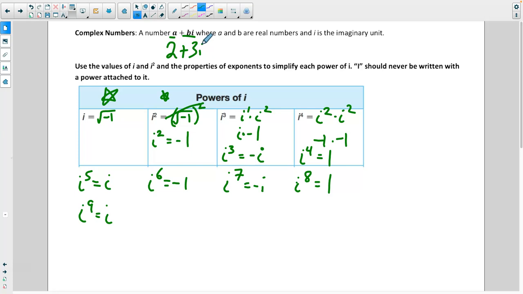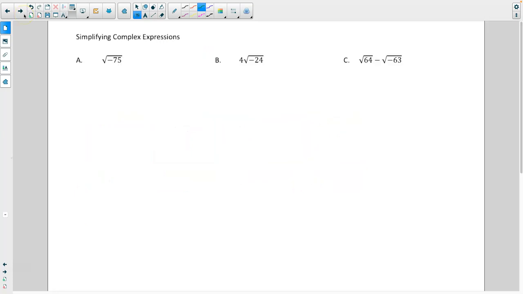All right. Then I want to actually do one random thing here. No, we're not going to do it. I've got to stay on the board for the video. So, letter A. I see the square root of -75. First thing I do is I get rid of the negative by just writing it like this.